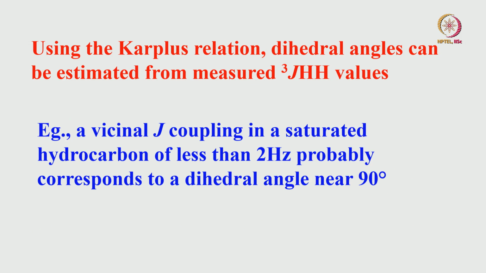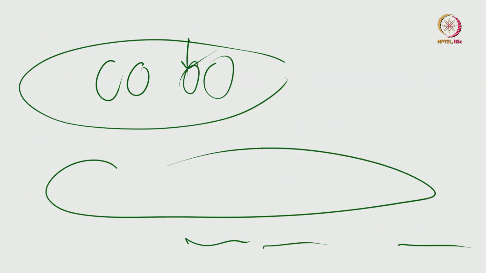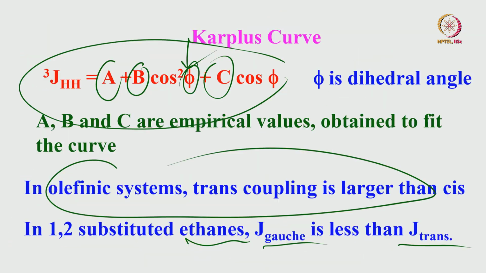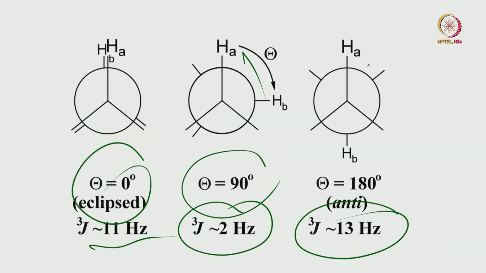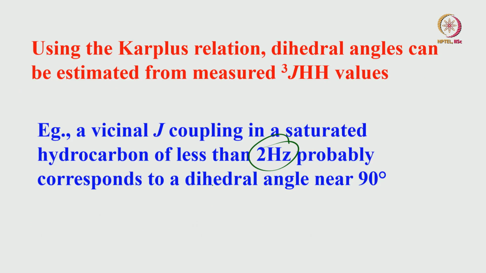If you take a saturated hydrocarbon, if the J coupling is less than 2 hertz, as I showed you here, that means the dihedral angle is approximately 90 degrees. That is the idea. So here also you can get the information. If the J coupling is of the order of 2 hertz, then probably the dihedral angle is 90 degrees between them.